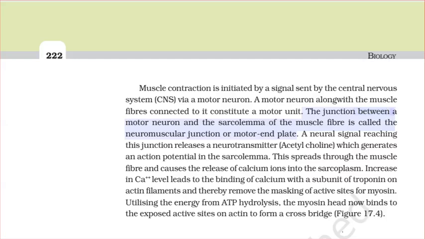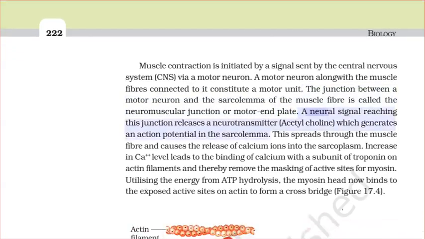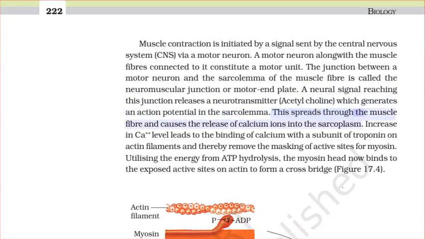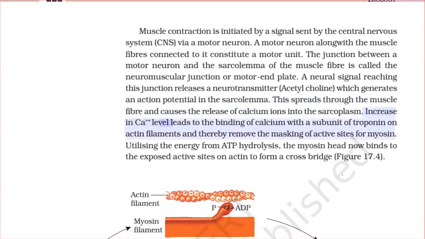The junction between a motor neuron and the sarcolemma of the muscle fiber is called the neuromuscular junction or motor end plate. A neural signal reaching this junction releases a neurotransmitter, acetylcholine, which generates an action potential in the sarcolemma. This spreads through the muscle fiber and causes the release of calcium ions into the sarcoplasm. Increase in Ca++ ion level leads to the binding of calcium with a subunit of troponin on actin filaments and thereby removes the masking of active sites for myosin.